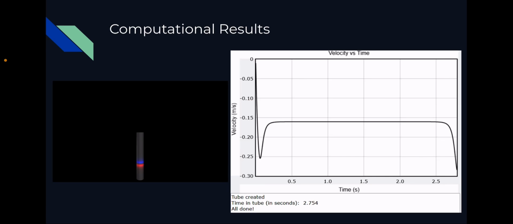And then here are the results. On the left is the visualization of the magnet falling through the tube, and then on the right is showing the velocity over time. So when the slope is negative and decreasing, that's when the force of gravity was stronger than the magnetic force, which is when the magnet was entering and exiting the tube. However, for the most part, while the magnet was in the tube, the magnetic force and the force of gravity were equal to each other, so the velocity was constant.